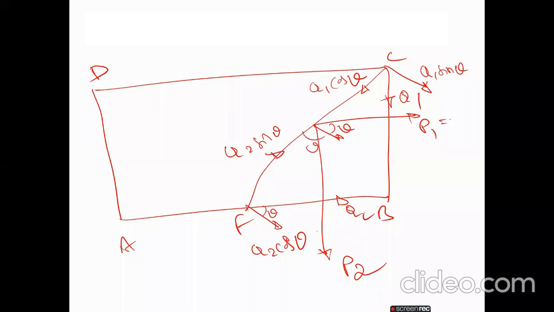Now what about P1? That means stress into the area of section BC into unit thickness 1. Again, what about PT? Here sigma 1 and sigma 2 are the stresses. Force equals stress into area, and area is FB into unit thickness 1. So now we will write clearly here.